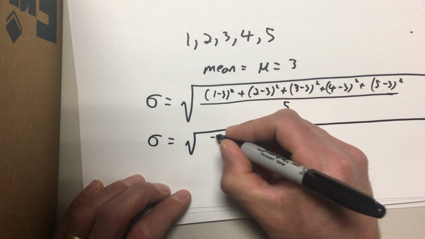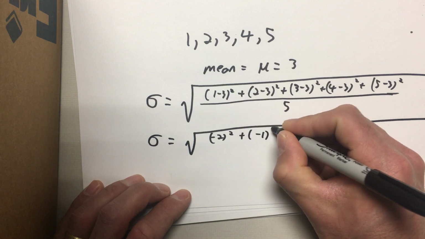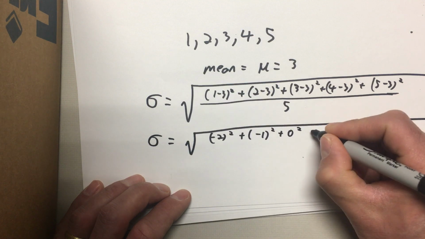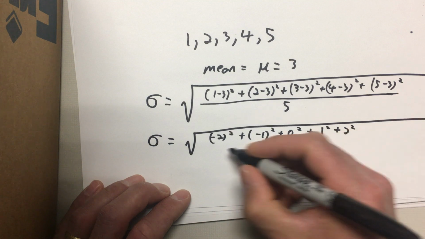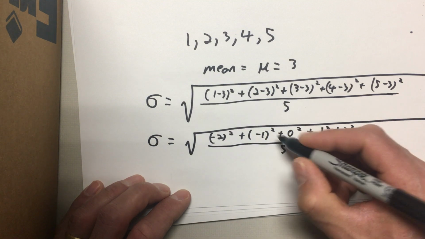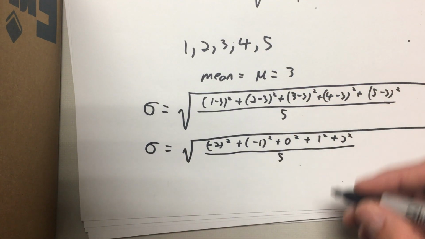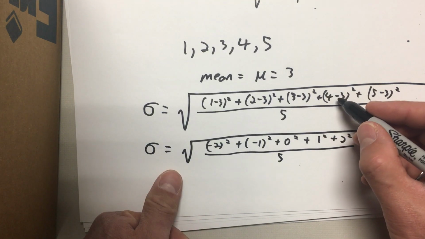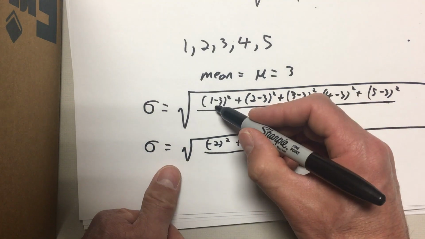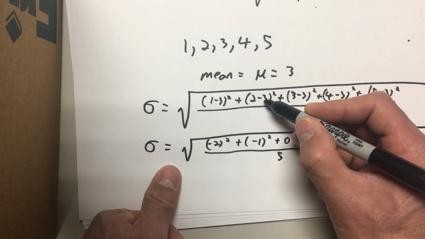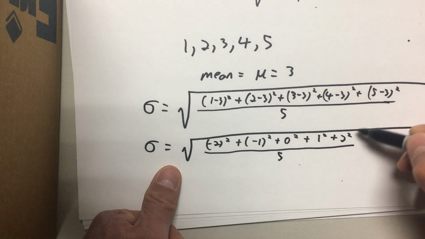So 1 minus 3 is negative 2. Negative 1 squared, 0 squared, 1 squared, and 2 squared. I'm using brackets when it comes out negative to remind me that when I'm squaring a negative, it will turn positive. We don't need the brackets here. There's no point because we're applying that exponent 2 directly to it. So to see where these came from, 1 minus 3 is negative 2. 2 minus 3 is negative 1. 3 minus 3 is 0. 4 minus 3 is 1. 5 minus 3 is 2.